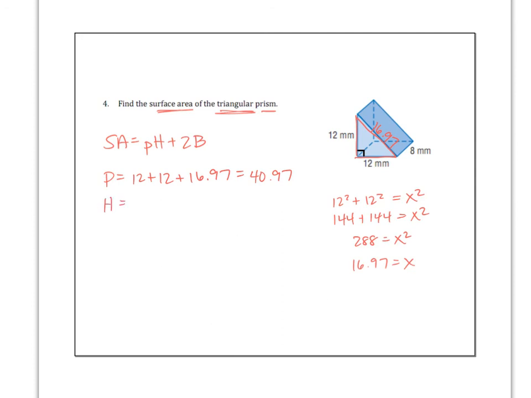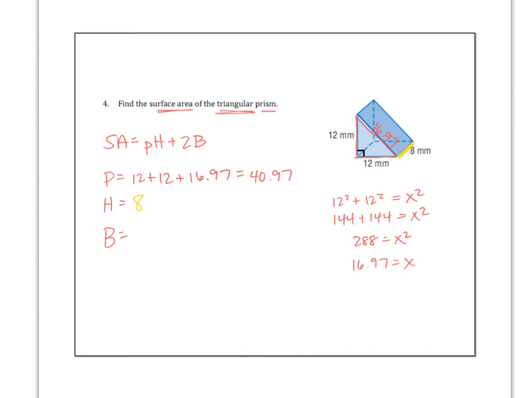Height. Okay, look at your object for a minute. Try to figure out what's the height. The height is not 12 if you're thinking 12. No. The height is the distance between the bases. This thing is laying on its side. The height is actually the 8, the distance between the triangles.